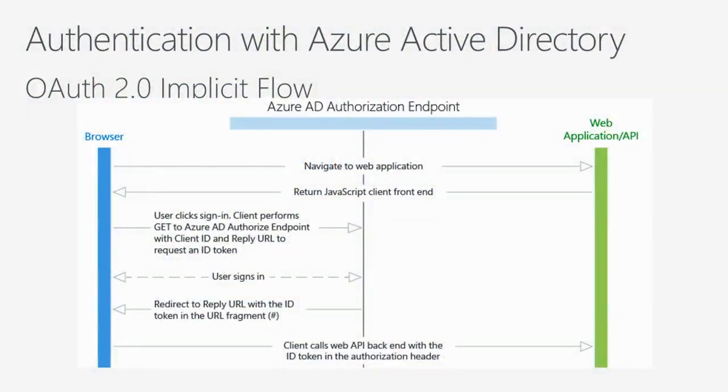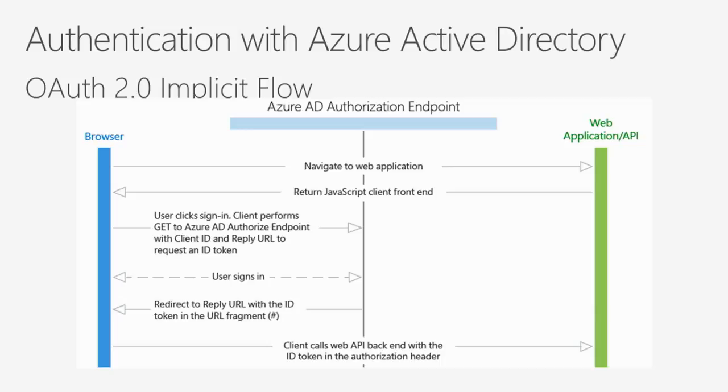Let's talk a little bit about how authentication works for this thing. So authentication, it's a big deal. We have to plan for it and we have to do it right. There are two flows that you'll see typically. The one we're going to use today, or I'm going to use today, is the OAuth 2.0 implicit flow.